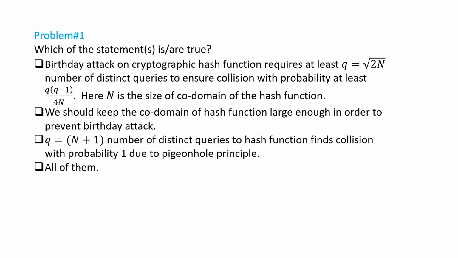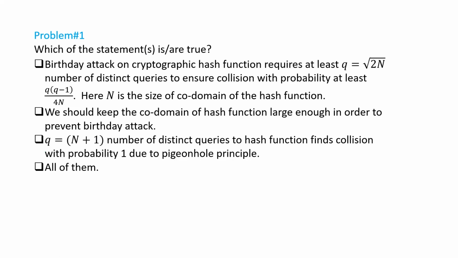Coming back to the first problem, which of the statements is or are true? The first option: birthday attack on a cryptographic hash function requires at least q equal to root 2n distinct queries to ensure collision with probability at least q into q minus 1 by 4n. Here n is the size of the codomain of the hash function.